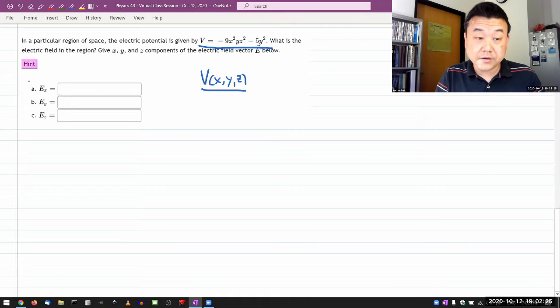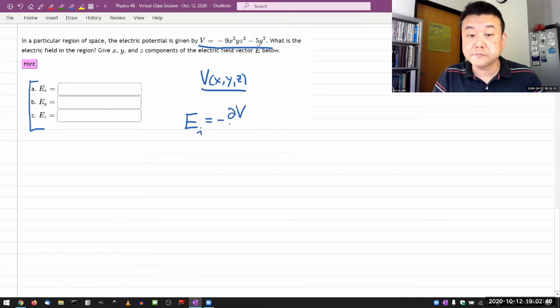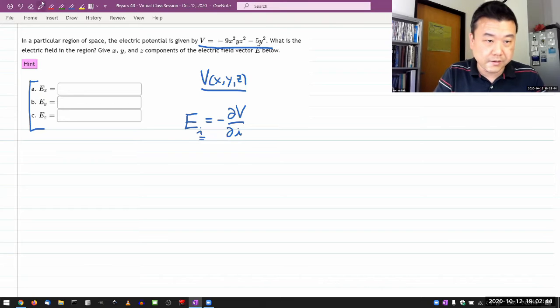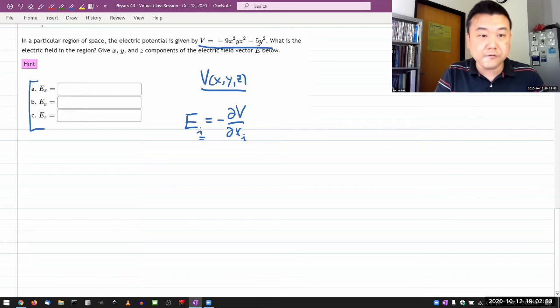And to get each of these, it's an application of this simple formula: the electric field component in any particular direction is given by minus the partial derivative of the potential with respect to that particular coordinate variable, x sub i. So this is simple enough. Let me just quickly do the derivative.